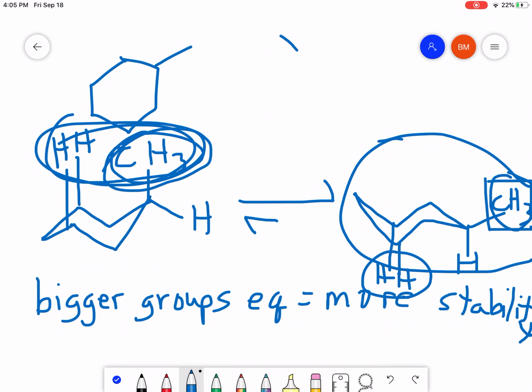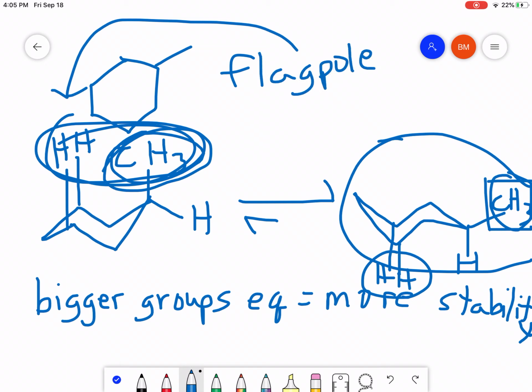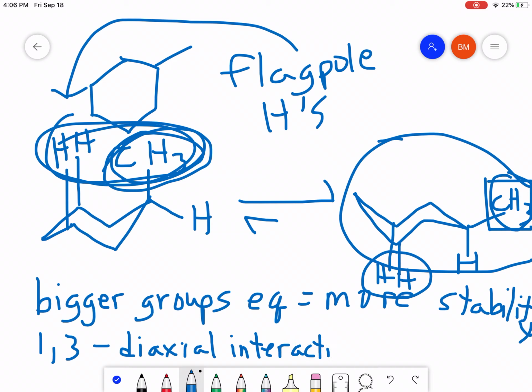These hydrogens have a name, by the way. These are often referred to as flagpole hydrogens. And the specific steric interactions are usually called 1,3 diaxial interactions. And those give steric strain, crowding.